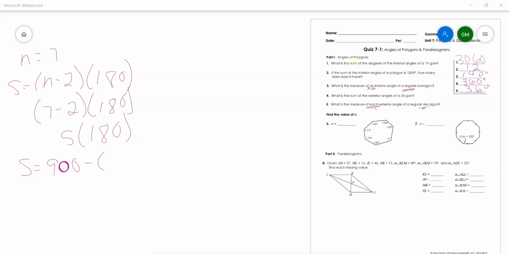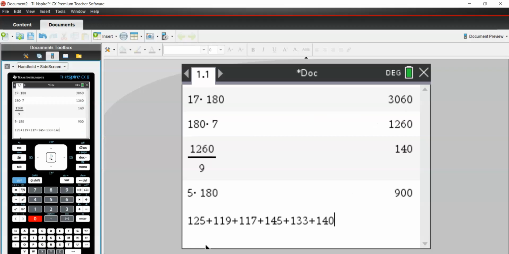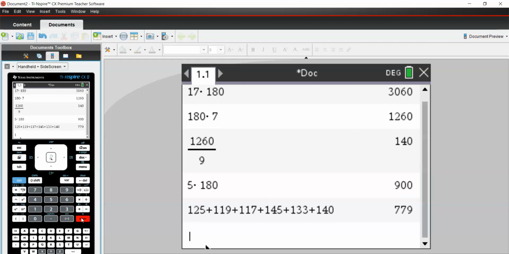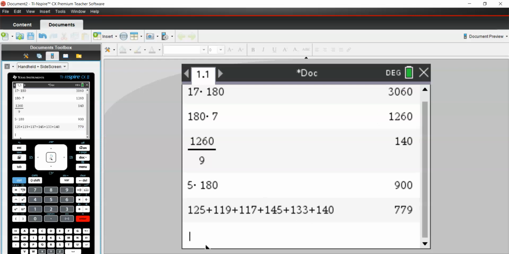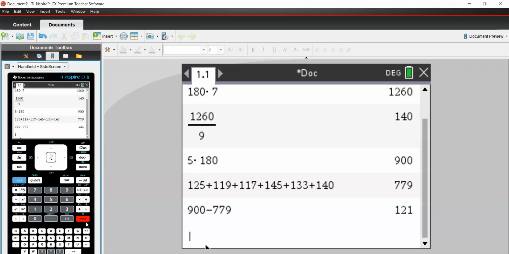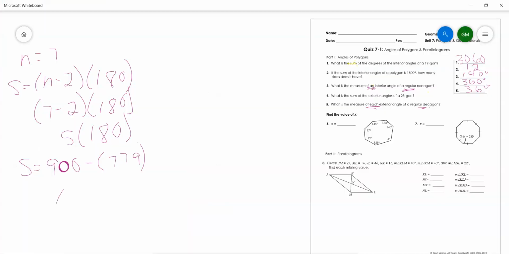All right, so the interior angles we're given are 125 degrees, 119, 117, 145, 133, and 140. And we get 779. So I'm going to write that here, 779. And so when we subtract 779 from 900, we get 121. So x equals 121.